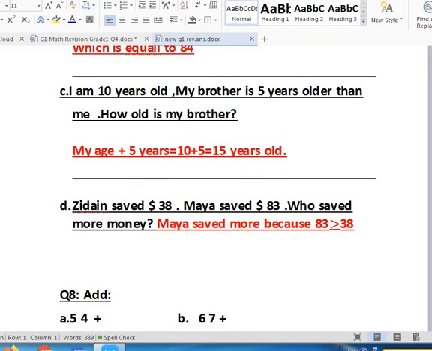Zidane saved $38. Maya saved $83. Who saved more money? I'm comparing what Zidane has and what Maya has. So I have here 38, here 83. When I compare numbers, what should I do? I compare from the left hand. Here it's the tens. I have here 3 and here 8. Here 8 is greater than 3. So Maya saved more than Zidane.